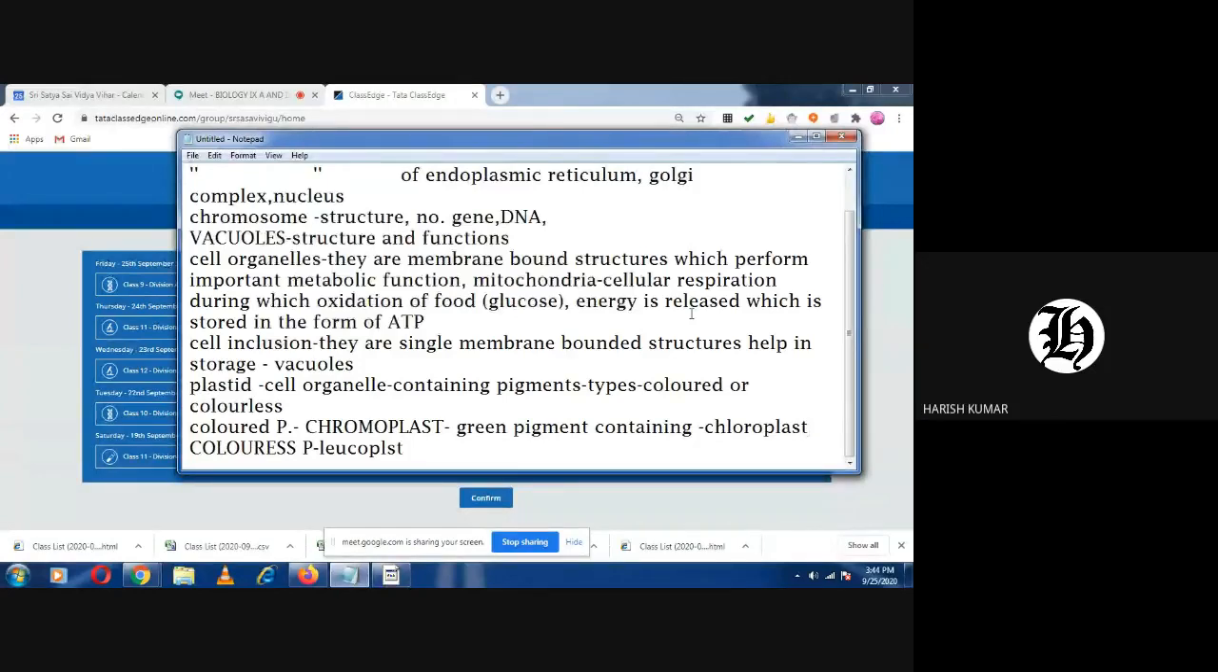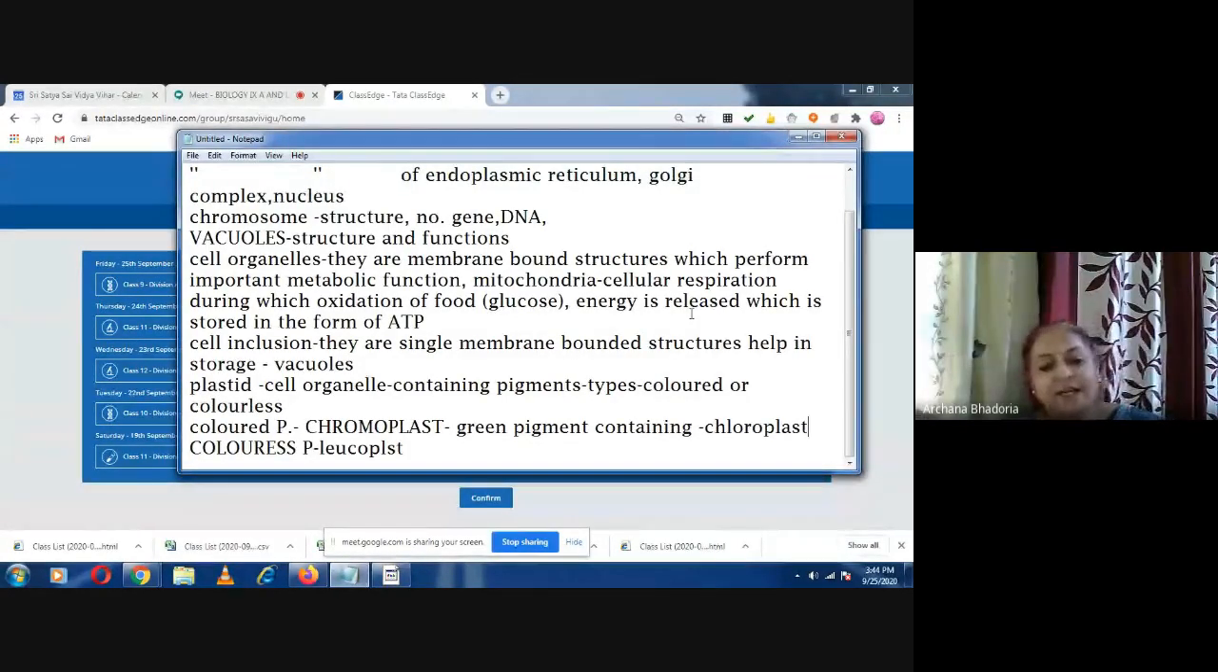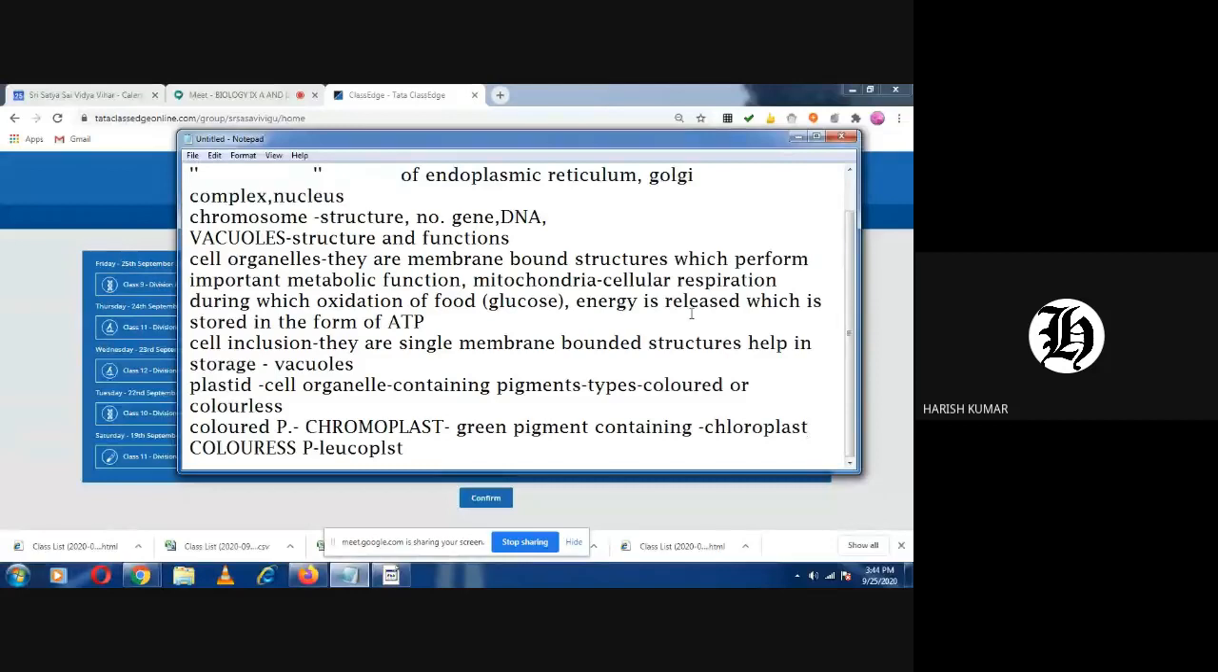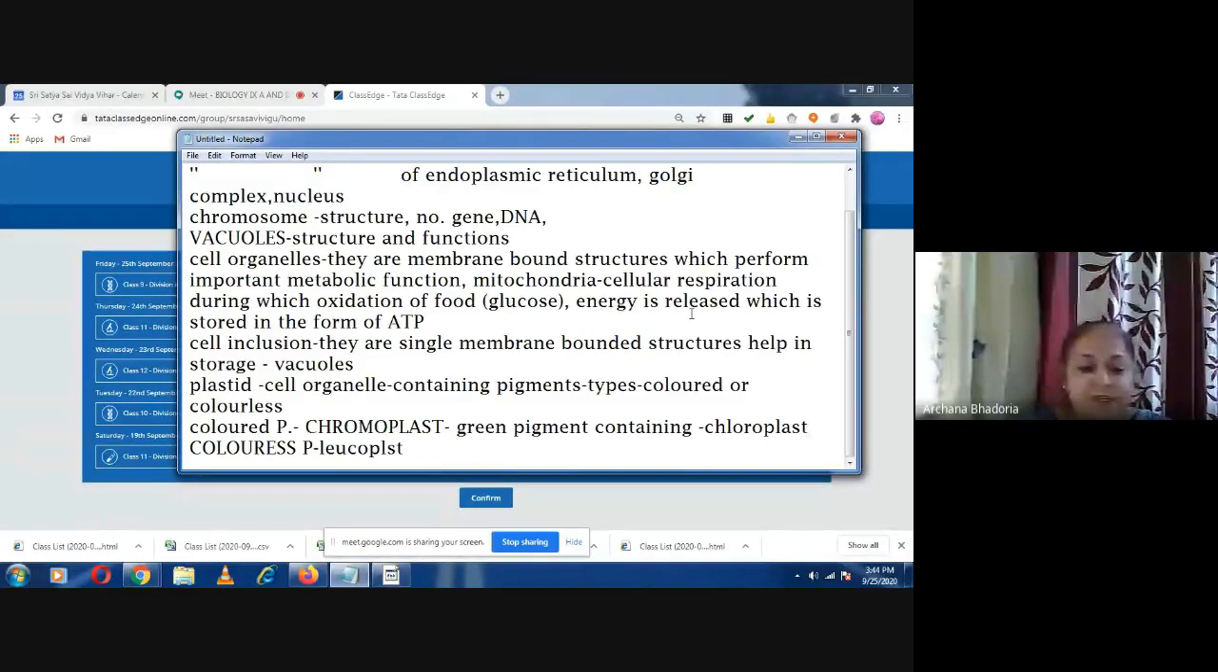It is a green pigment containing plastid. Okay, absolutely correct. What else can you tell? It has chlorophyll inside it.